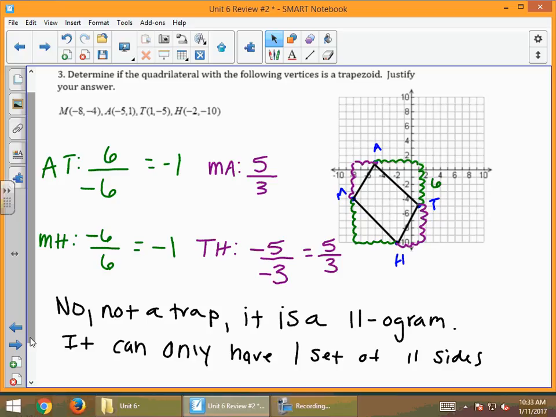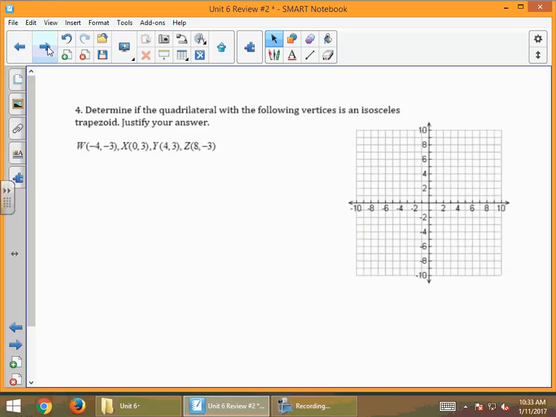Go to that. Find if the sides are parallel or not. Well, we're going to continue that theme with this next one. Determine if the quadrilateral with the following vertices is an isosceles trapezoid. Justify your answer. Okay. Well, let's go ahead and graph this out.